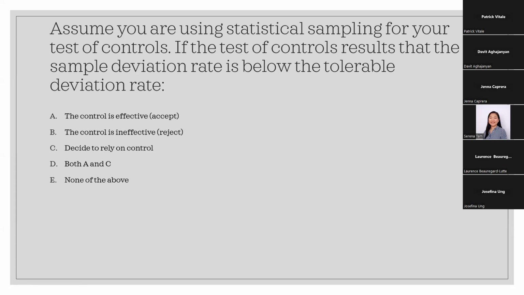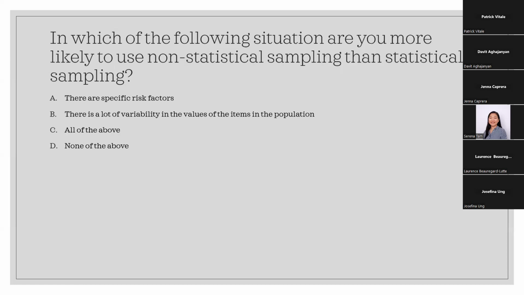So the control is effective, so we accept. And since it's below, we could rely on it, right? So the answer is both A and C. Perfect, guys. Excellent. So next question.